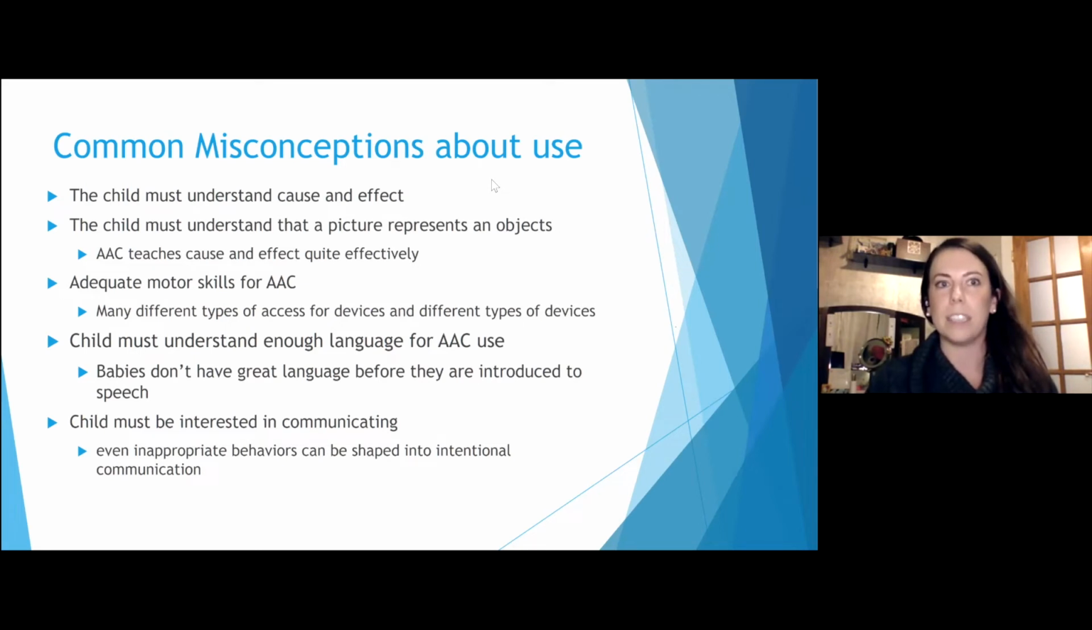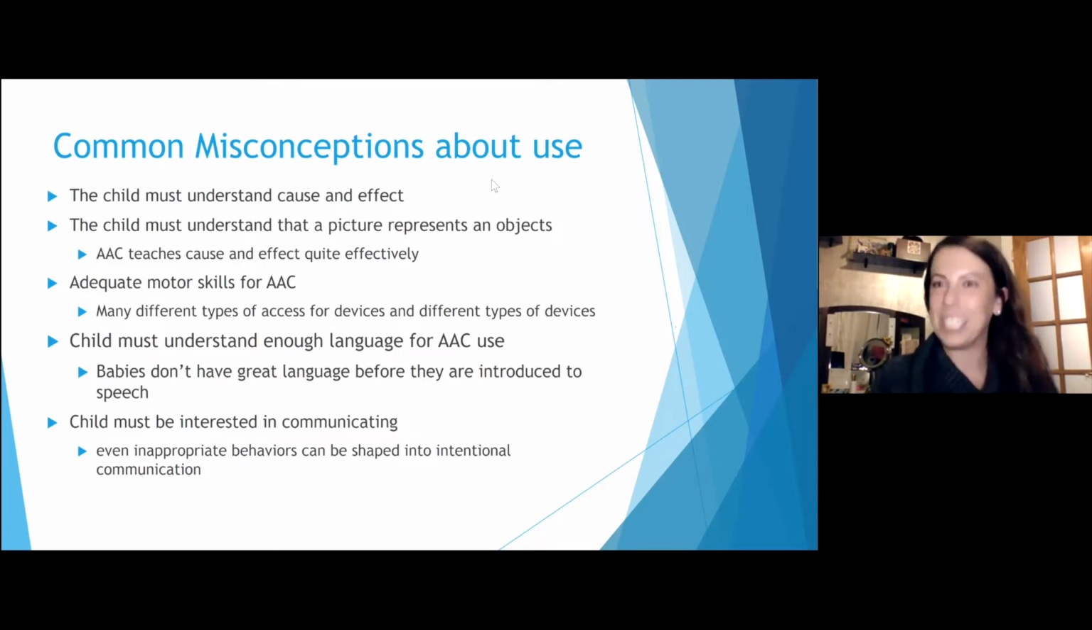A common misconception is that a child must understand cause and effect, and this is not true. Especially as they get older, you can teach cause and effect by using a device. If I push cookie and you give me a cookie, I'm going to start to understand that every time I push cookie, there's an effect happening. I'm being given something. One of my kids, after using the device for a little while, had it click. He went to a snack page, clicked cupcake, and looked at the therapist as if to say, you're going to make the cupcake appear because I just pushed this, and this is what this means.